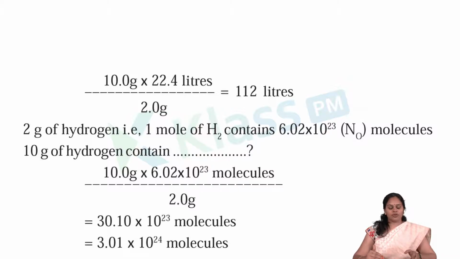Then 10 grams of hydrogen contains 10 into 6.02 into 10 to the power of 23 molecules by 2. That gives you an answer like 3.01 into 10 to the power of 24 molecules.